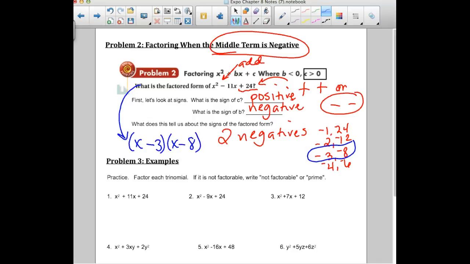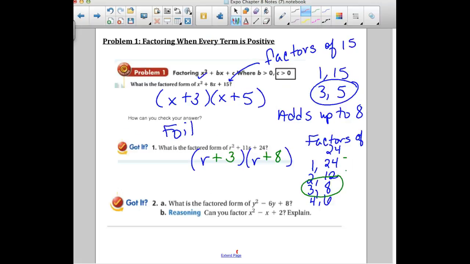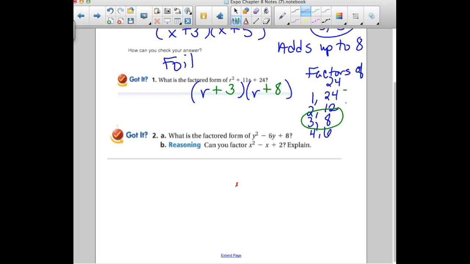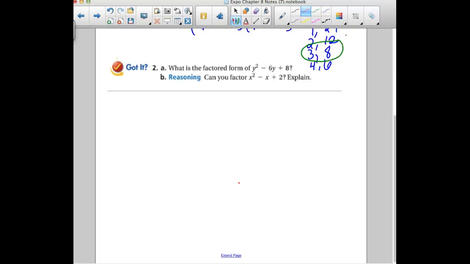All right, let's go back to those previous examples and check those out again. It says, what is the factored form of y squared minus 6y plus 8? So again, because we have a positive here, when I multiply, I can have two positives or two negatives. Since I need a negative here, that tells me I need the two negative version.